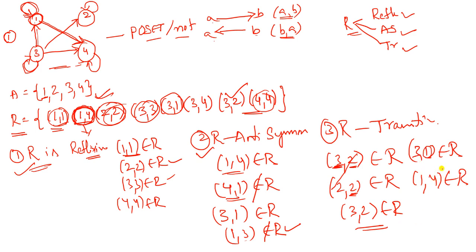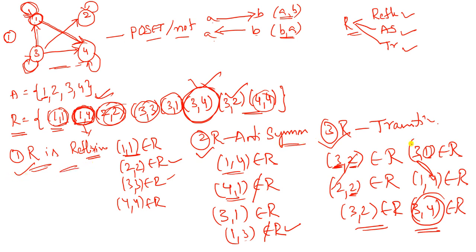And next, now tell me that xy belongs to R, yz belongs to R, then xz belongs to R. That means 3 4 belongs to R. So now check whether 3 4 exists or not. Yes, 3 4 is there in the relation. Now we can say that R is transitive. So the third condition also satisfies. Right, so R is reflexive, R is antisymmetric, R is transitive. So we can say that this particular digraph, this particular relation, is a poset, a partially ordered set.